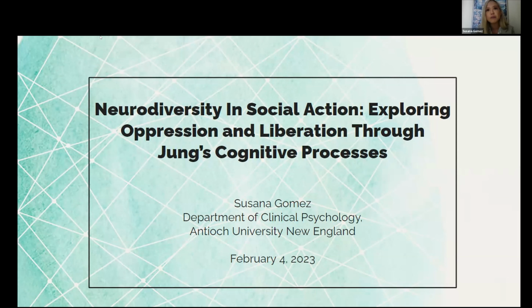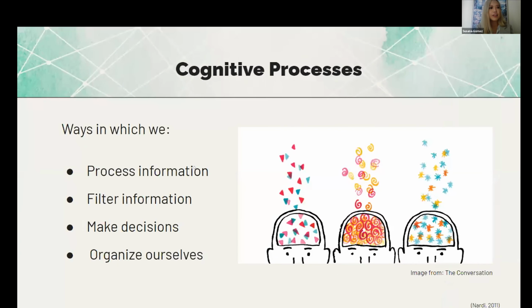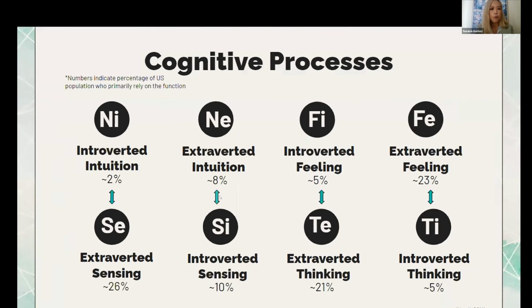Colonialism expects us all to be the same. The psychologist Carl Jung posed a way for us to look at this and how we process and filter information, make decisions, and organize ourselves. Recently, there has been further research on this dimension of what we might call neurodiversity, comprising in-depth observation, interviews, and EEG brain mapping. Today, I will be discussing 8 cognitive processes and how each can contribute to both oppression and liberation.